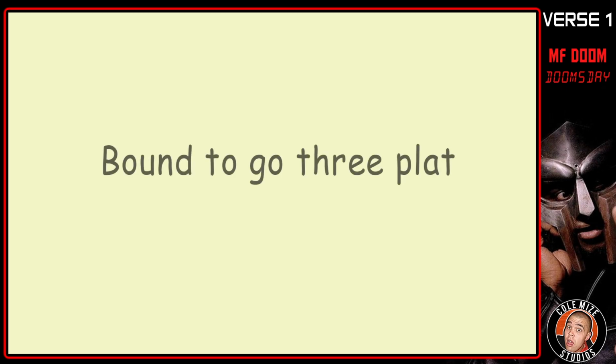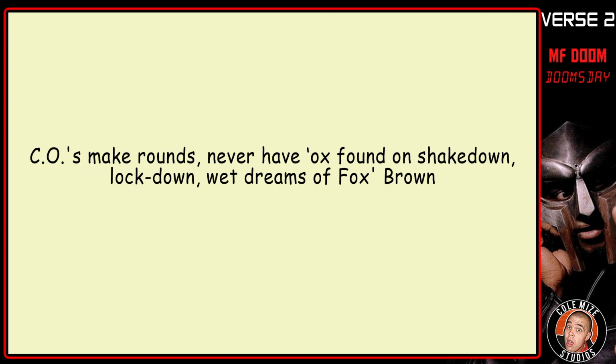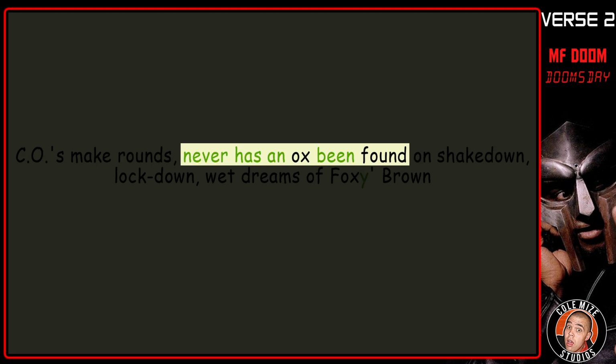And here's a couple of examples of when MF Doom shortened the normal wording of phrases. In verse 1, he said, bound to go 3 plat, instead of saying bound to go triple platinum. In verse 2, he said, COs make rounds, never have ox found on shakedown, lockdown, wet dreams of Fox Brown. Ox is prison slang for a knife. Normally you would phrase this like, never has an ox been found, or an ox has never been found.